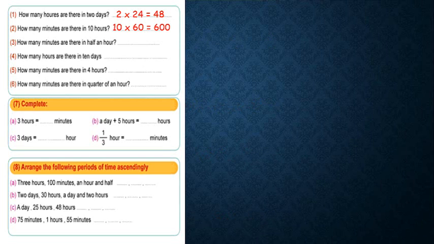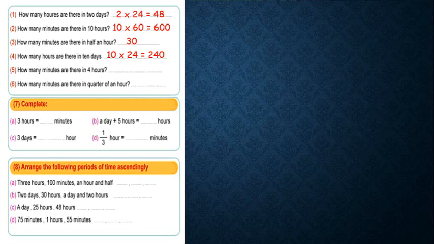Number 3. How many minutes are there in half an hour? We took before half an hour equals 30 minutes. How many hours are there in 10 days? We are going to make it 10 times 24. Why 10 times 24? Because 1 day equals 24 hours. And how many days here? Yes, 10. So we are going to make 10 times 24. It will be 240. We are going to take 24 as it is and put the 0 for the 10. So it will be 240.